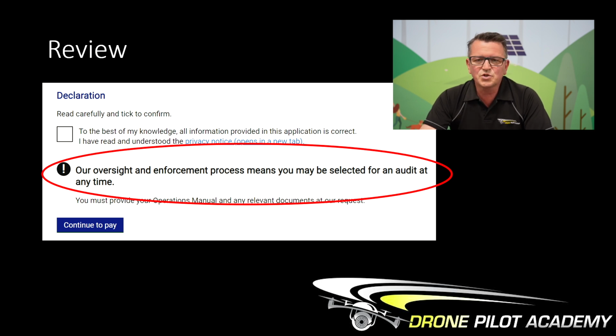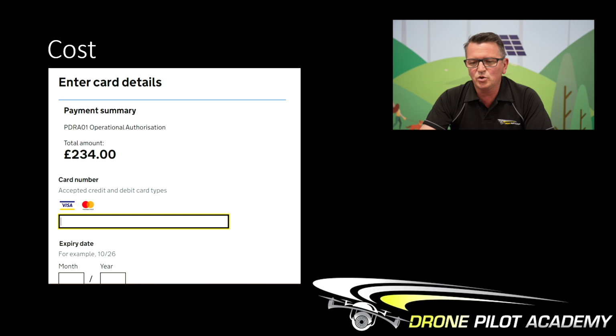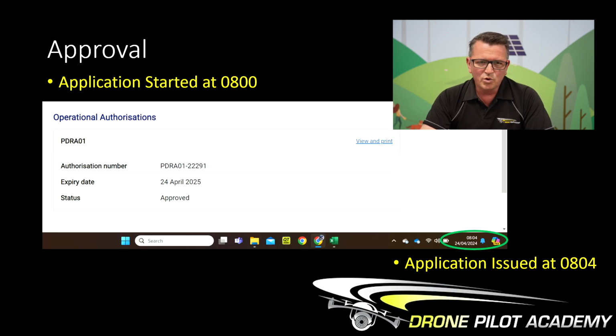On to payment, so it's £234 regardless of whether you are doing your initial application or a renewal. It's the same price, so make your payment. It is a very quick process.